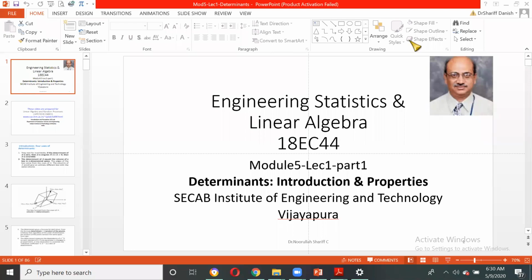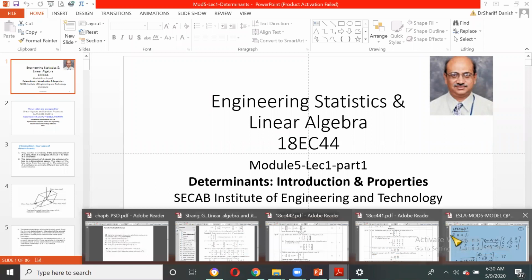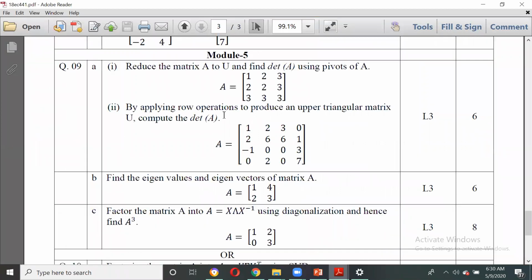Hello, this is Engineering Statistics and Linear Algebra 18EC44, Module 5. We are taking up the model question paper, Module 5, question number 9 and 10. So this is question number 9 of the model question paper.